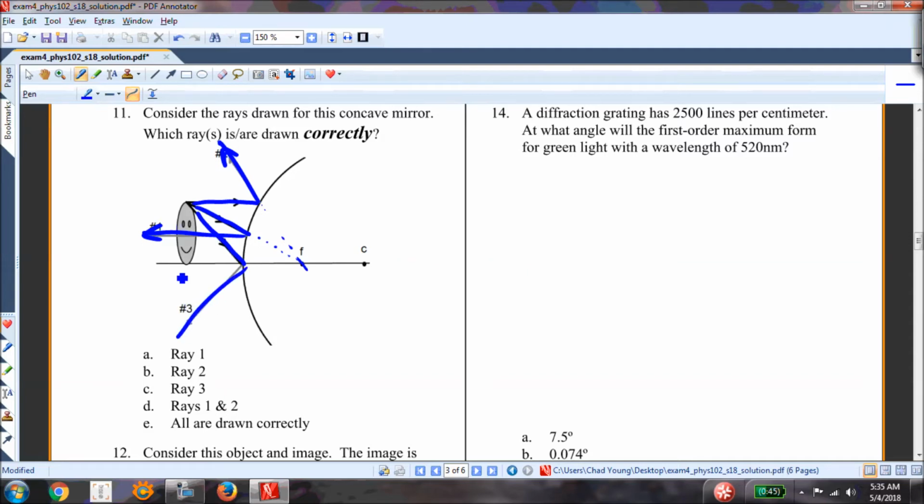And then let's trace back those virtual rays. I'll do them in red. Here's one virtual ray. Here's another virtual ray. And then here's the third virtual ray. And look, they all cross at the same point. So that should be a key to tell me that all are drawn correctly.